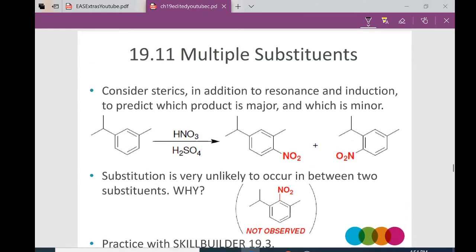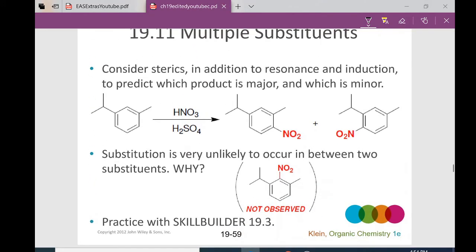All right. And so if we have the opportunity to add a nitro group ortho to both of these alkyl substituents, it's not going to be observed because there's just too much steric hindrance here from the methyl and the isopropyl. The major product in this case is going to go either ortho or para to the isopropyl group, and in fact this is probably going to be your major product on the left and minor on the right. So para to the isopropyl is going to be major just due to steric hindrance.